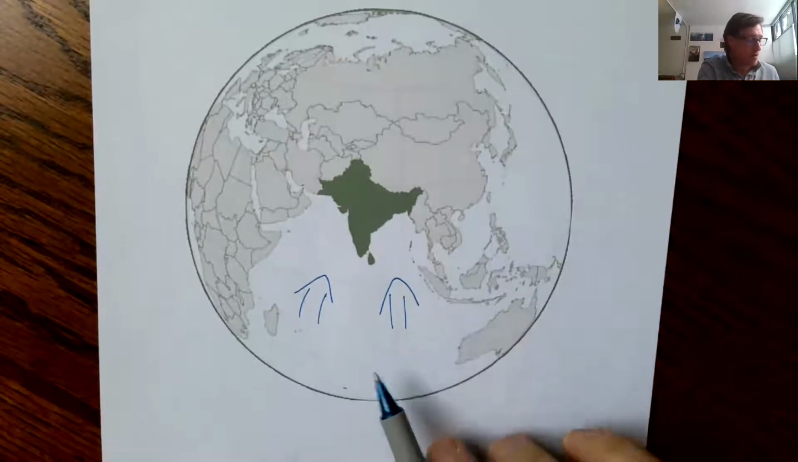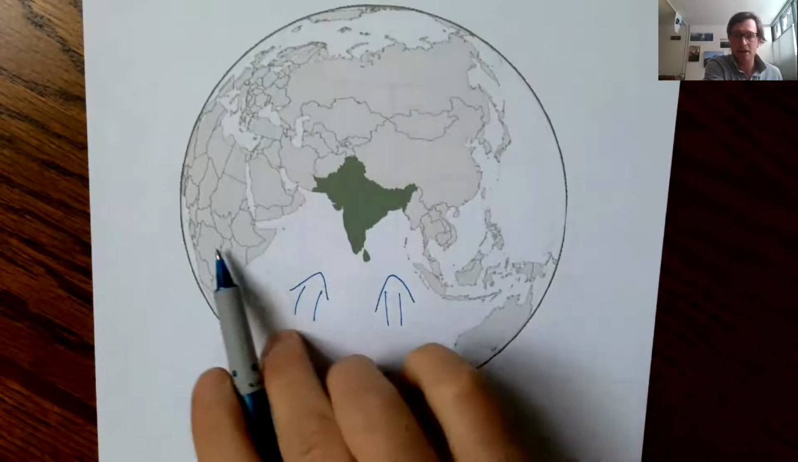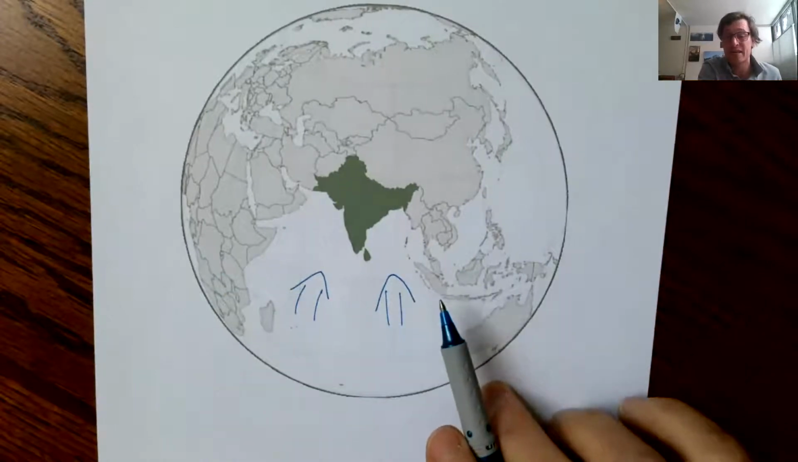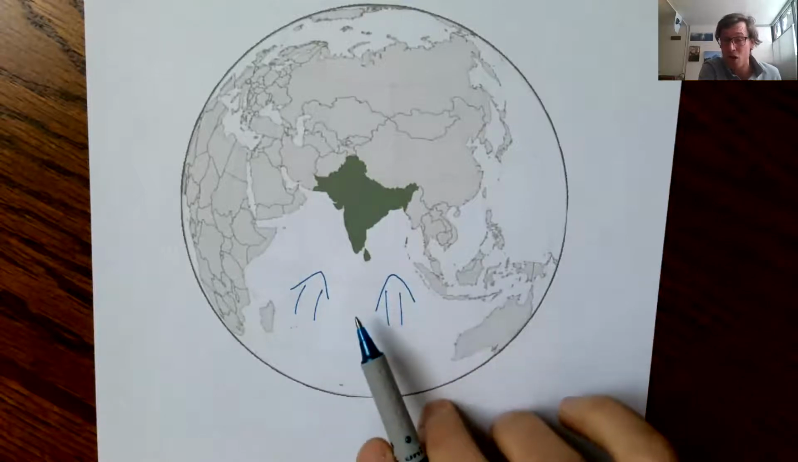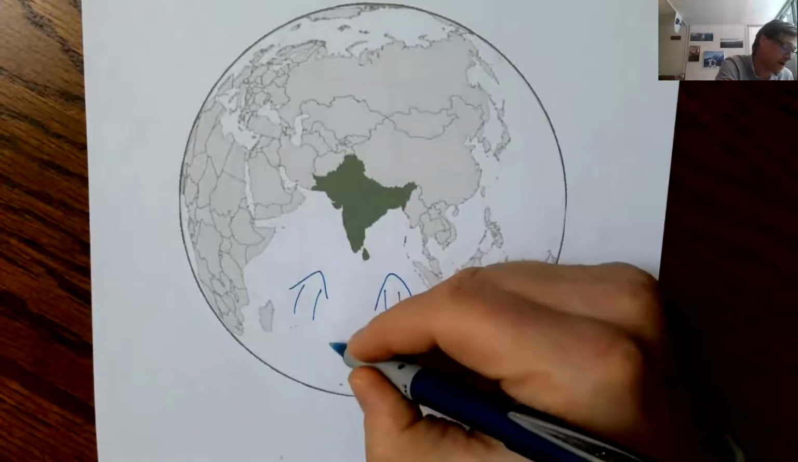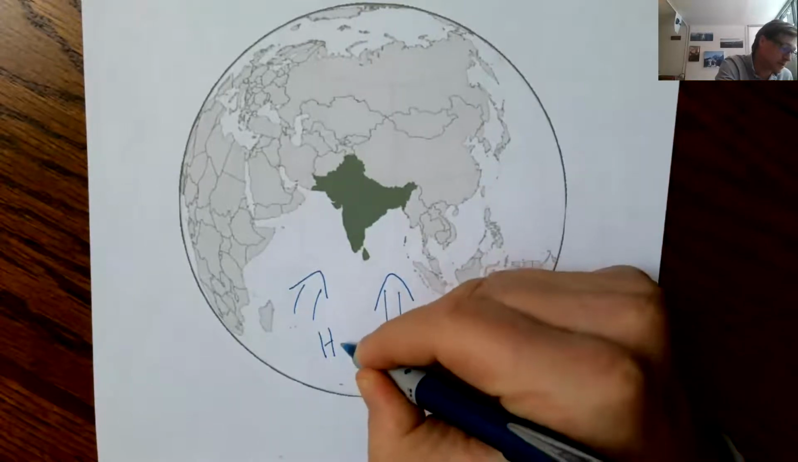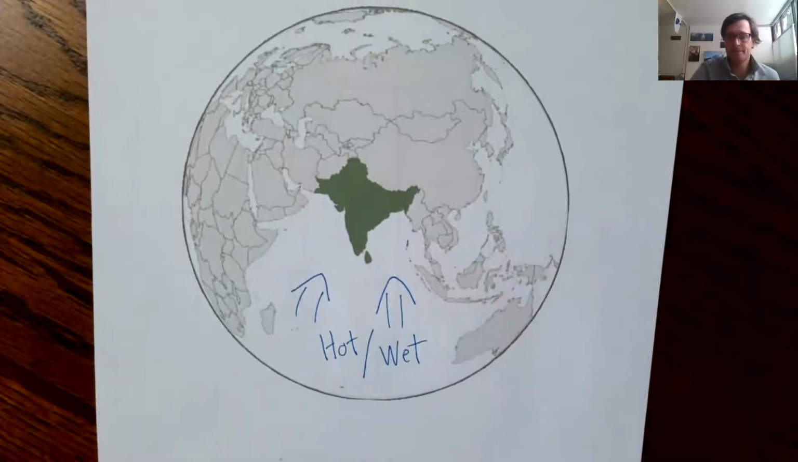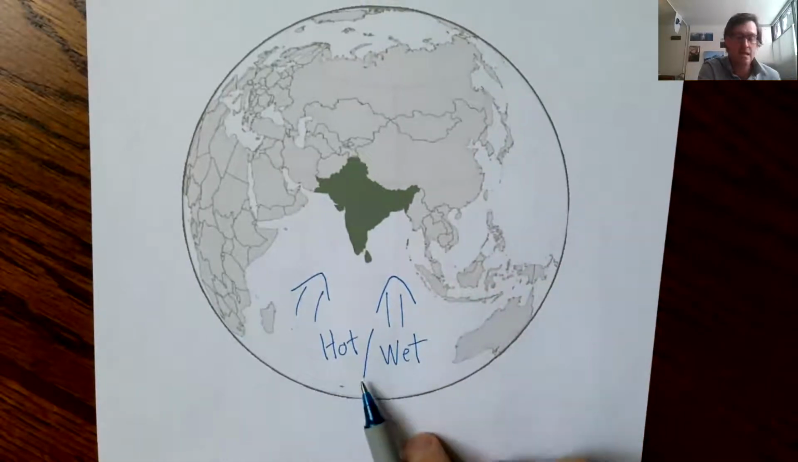Not only that, but my equator is down here. And we know that everything around the equator is really hot. So not only is that air moist from the ocean, but it's also really hot from the equator. So I'm going to write hot and wet. Okay, so that is the type of air that's being blown in from the south.